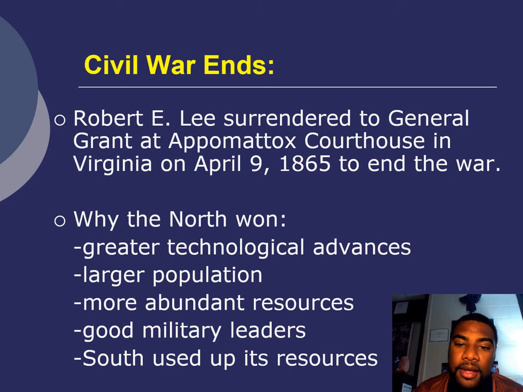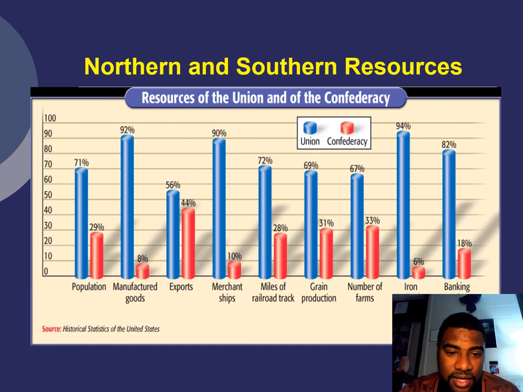Why did the North win? They had greater technological advances, a larger population, more abundant resources, good military leaders, and the South used up all its resources. All right, moving forward. Northern and Southern resources. As you can see, the numbers just didn't add up for the South.